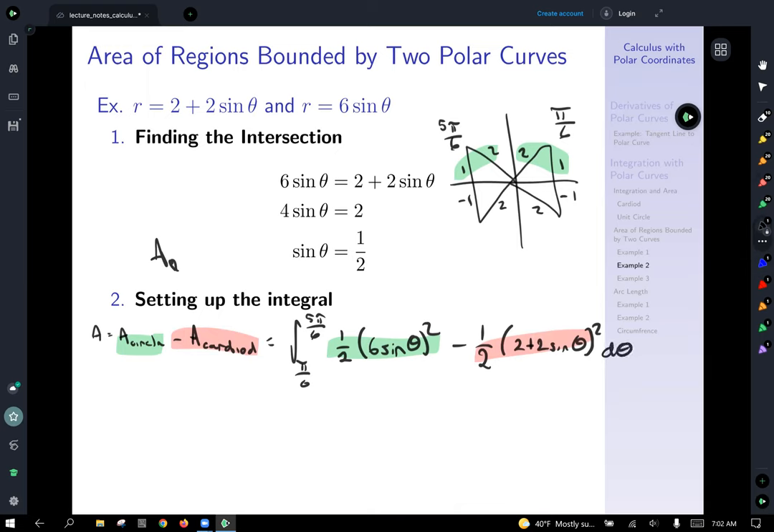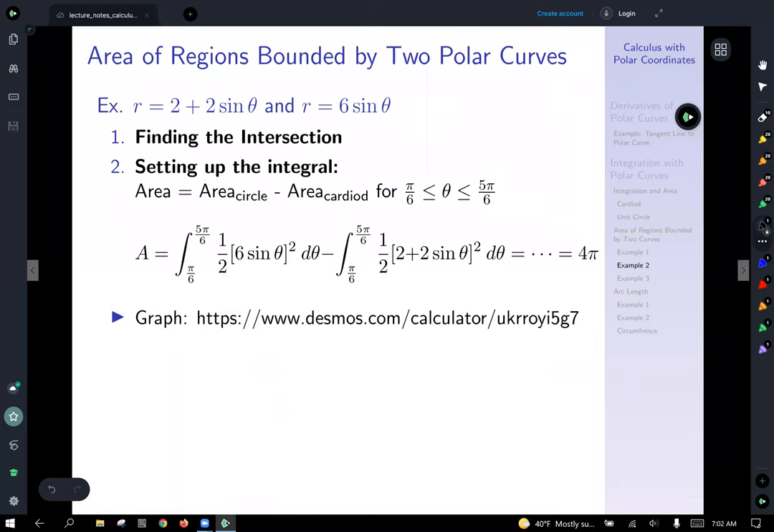Now, this isn't an easy integral, but it's nothing we can't handle. There's going to be quite a bit of algebra there. We're going to use some more of those power reducing trig formulas. And what we're going to see is that if we do that math, we will come out with a nice clean 4 pi as our region.